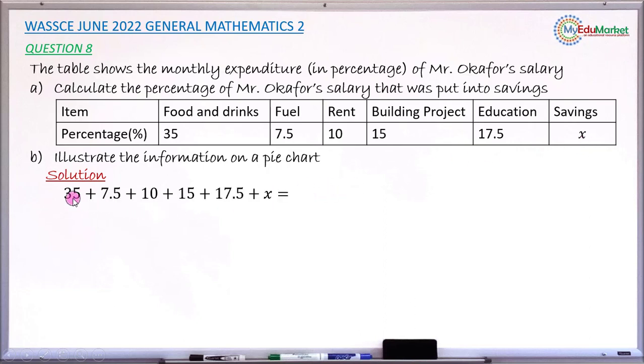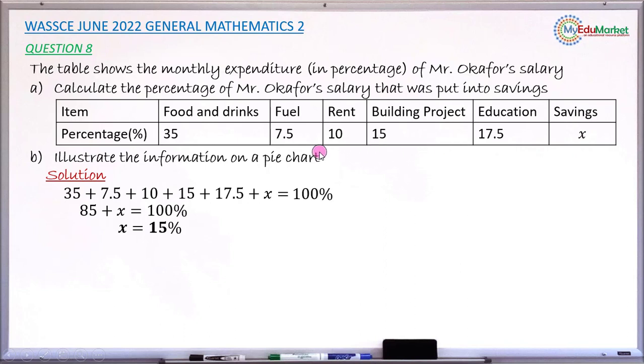So let's do that. 35% plus 7.5% plus 10 plus 15 plus 17.5 plus the X% on savings will give us 100%. Collecting like terms on the left hand side, adding all those numbers gives 85, then plus X equals 100%. Taking 85 to the right hand side becomes minus, so X equals 100 minus 85, that is 15%. So the amount put on savings is 15%. This is the value of this X.